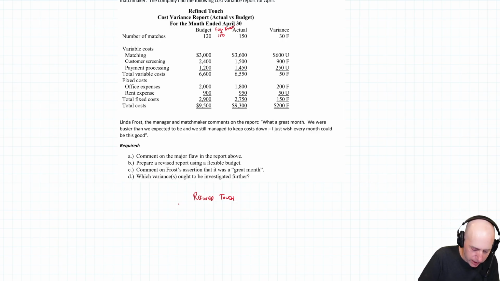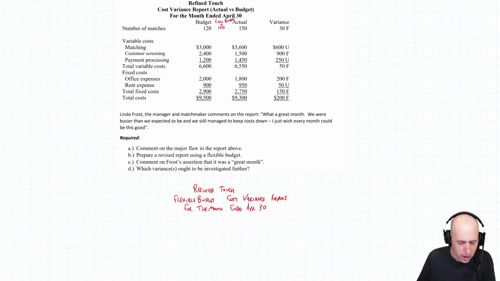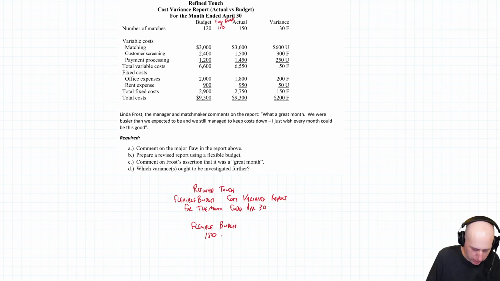Refined Touch, we're doing a flexible budget cost variance report. And this is for the month ended April 30th. Okay. So let's compare budget to actual, but this time let's do a flexible budget. And that's based on having 150 matches, not based on 120. So our flexible budget is based on 150 as our number of matches.